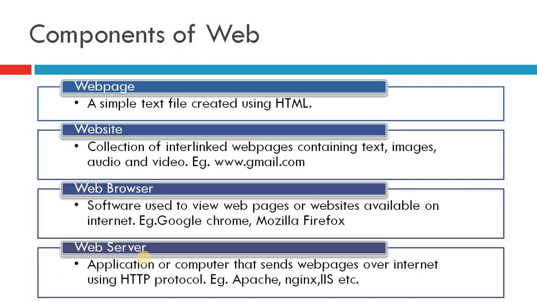The next term is web server. Web servers are applications or computers that send web pages over the internet using HTTP protocol. Example, Apache IIS. So again, there are various different servers present. Servers are basically big computers or applications which are going to return the requested web page. In the previous example, a web server was returning the web page of www.ebalbharti.in. For returning the web page, it was using the protocol HTTP.